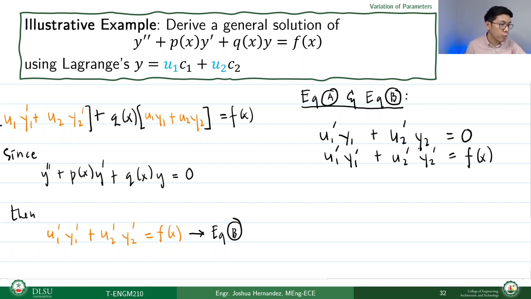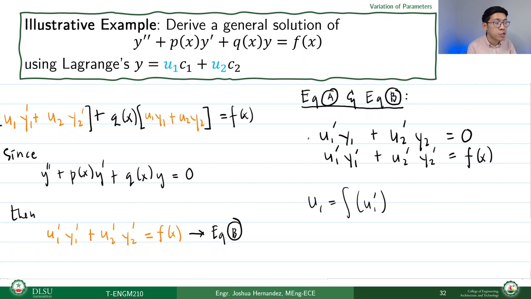Okay. Now, what happens? We are interested to find u sub 1 and u sub 2. But they are still primed, meaning they are still derivatives. If we are interested to find even just u sub 1 prime, to get u sub 1, we know that we need to integrate our u sub 1 prime, right? For us to get u sub 1.